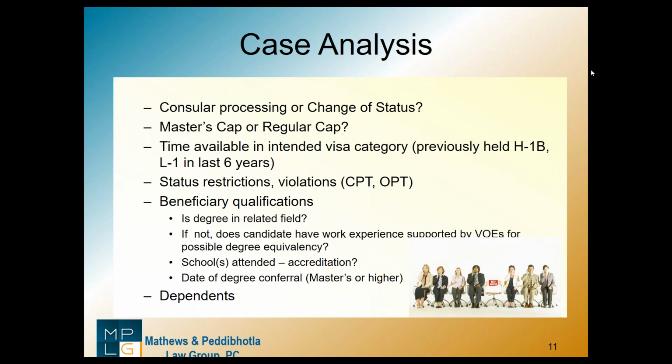As a firm policy, we will not file cases if the person does not hold a degree in a related field. So, for example, if you're filing for a computer systems analyst and the person has only a chemical engineering degree and no work experience that might result in a degree equivalency, we're not going to file that case. If the person has a degree in biology and we're filing for a software developer role and there's no equivalency that can be done, we're not going to file that case. And more than ever, they're attacking that.